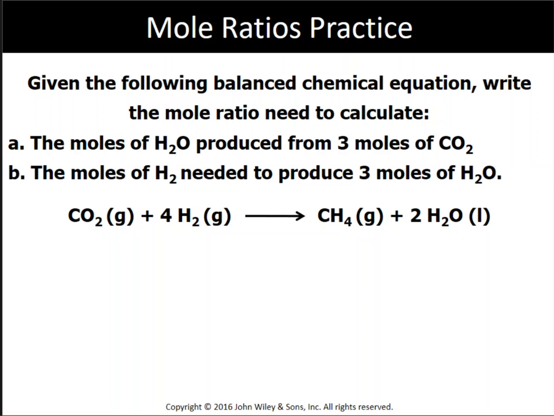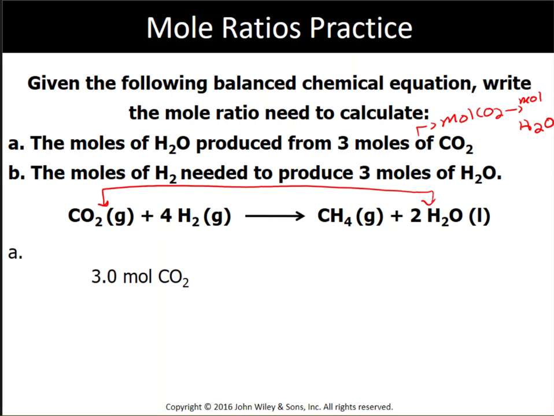So part A is asking you to find the number of moles of H2O that would be produced from the reaction of 3 moles of carbon dioxide. So from moles of carbon dioxide, you're going to moles of H2O. In order to go from moles of carbon dioxide to moles of H2O, you look at the balanced equation and you use the balancing coefficients in between carbon dioxide and H2O.